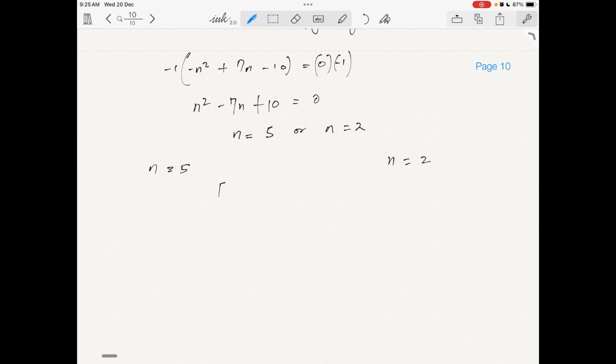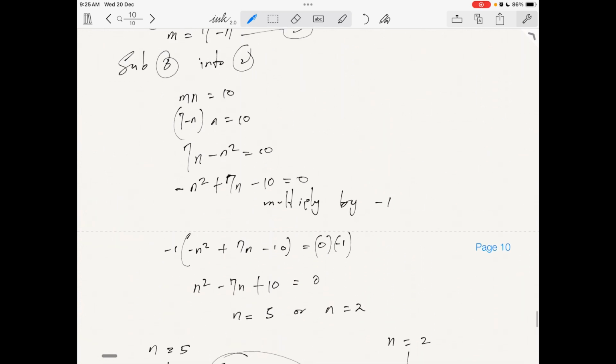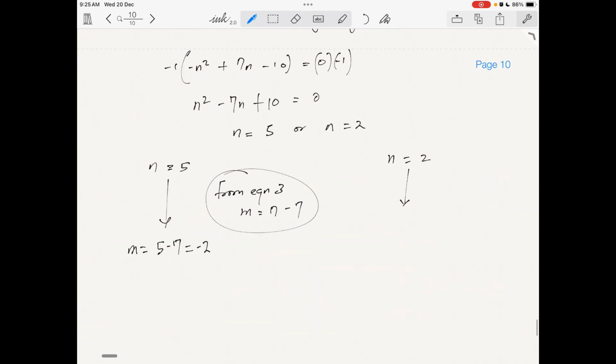Remember, that's from equation 3: m is equals to n minus 7. So when n is equals to 5, my m is equals to 5 minus 7, and that will be minus 2. So when n is equals to 2, we're using the m equals n minus 7 equation. Okay, sorry, the equation is 7 minus n. Okay, m is 7 minus n. I apologize for that, so 7 minus n.